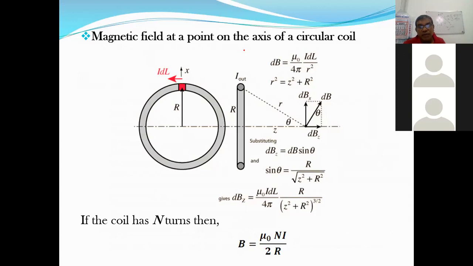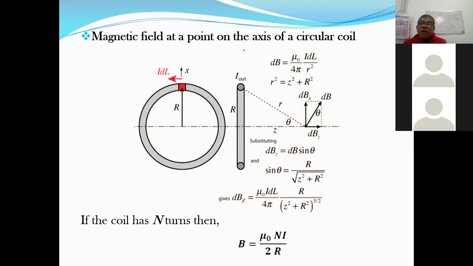You know the magnetic field due to the center. If we have a circular coil, what is the magnetic field at the center? Anybody can say? Magnetic field due to the circular coil having radius capital R, what is the magnetic field at the center? Mu naught I divided by 2r, right? But here, magnetic field at a point on the axis of a circular coil, right? From x distance or z distance from the center.